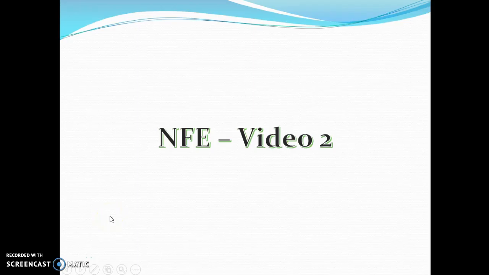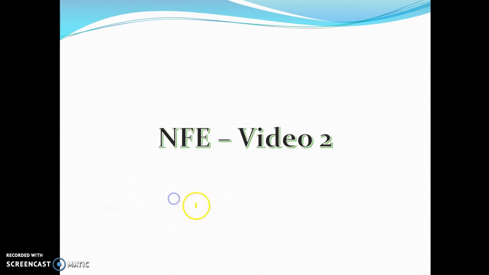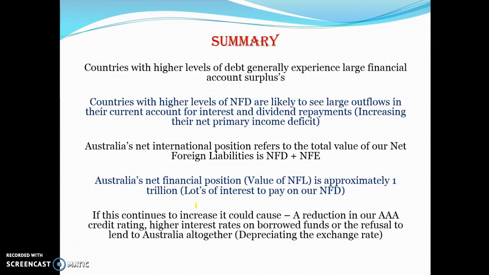In this video, we're going to do a bit of a recap of what's meant by net foreign equity, and also have a look at two articles that sum up this whole relationship between public and private debt and what's happening in Australia at the moment, particularly with the high budget deficits. So just a summary, countries with high levels of debt, like Australia, generally experience large financial account surpluses because we fund the debt through the financial account.